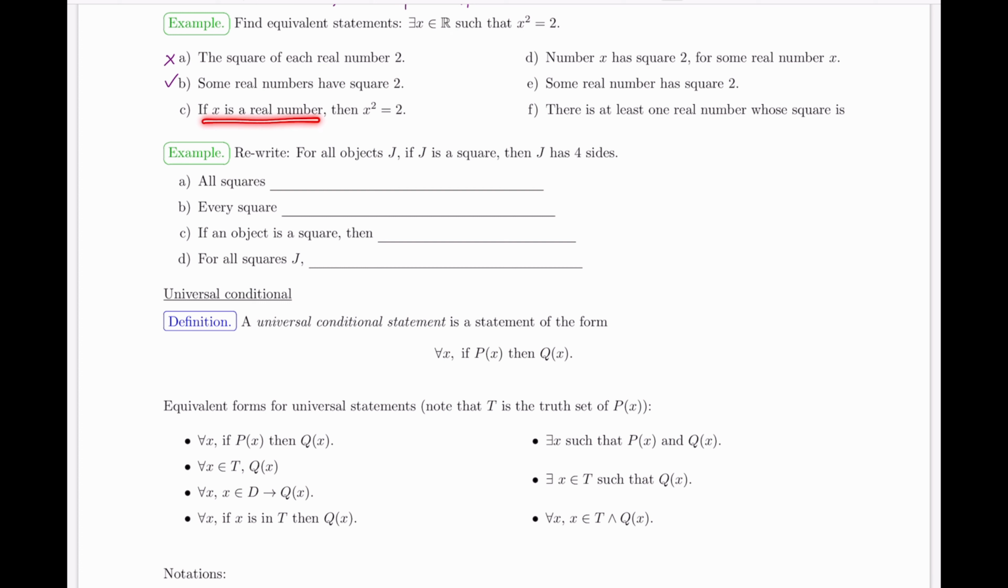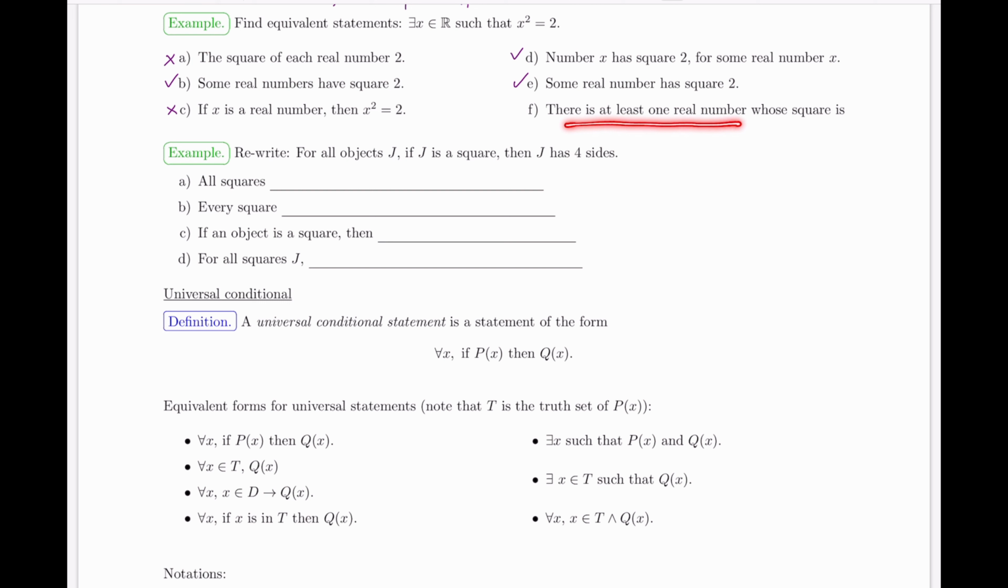If x is a real number, then x squared is 2. That's certainly not what this is saying. For some real numbers, it's true, but just because x is a real number does not guarantee the truthfulness of that statement. Number x has square 2 for some real number x. Sure, that is in fact very much equivalent to our original. Some real numbers have square 2. Oh, I do believe that these are the same. So yes, that's a freebie.